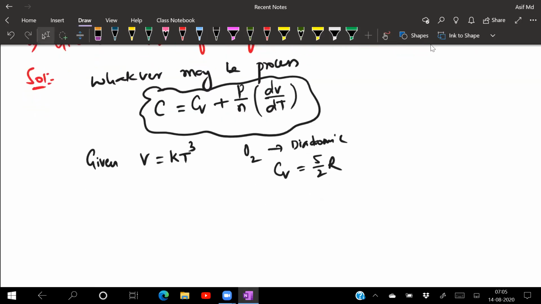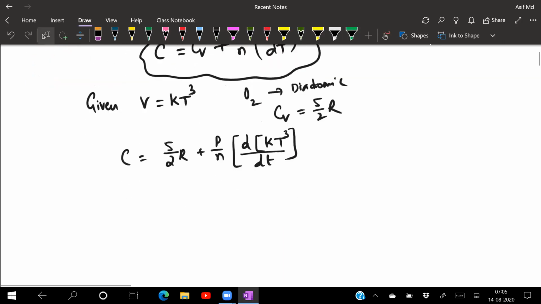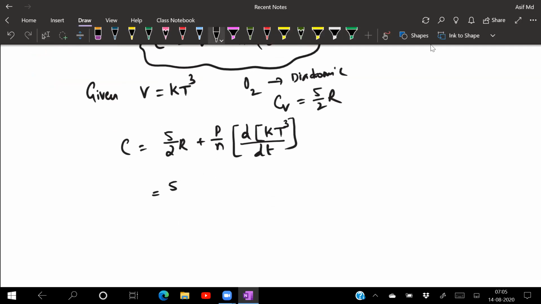So now I'll write that value here. C is equal to 5 by 2 into R plus P by n into dV by dT. Volume is directly given here, so it is K into T cube by dT. Can I write like this? This is equal to 5 by 2 R plus P by n, which is constant. K is also constant, so I'm bringing it out. So this is the differentiation of T cube by dT.